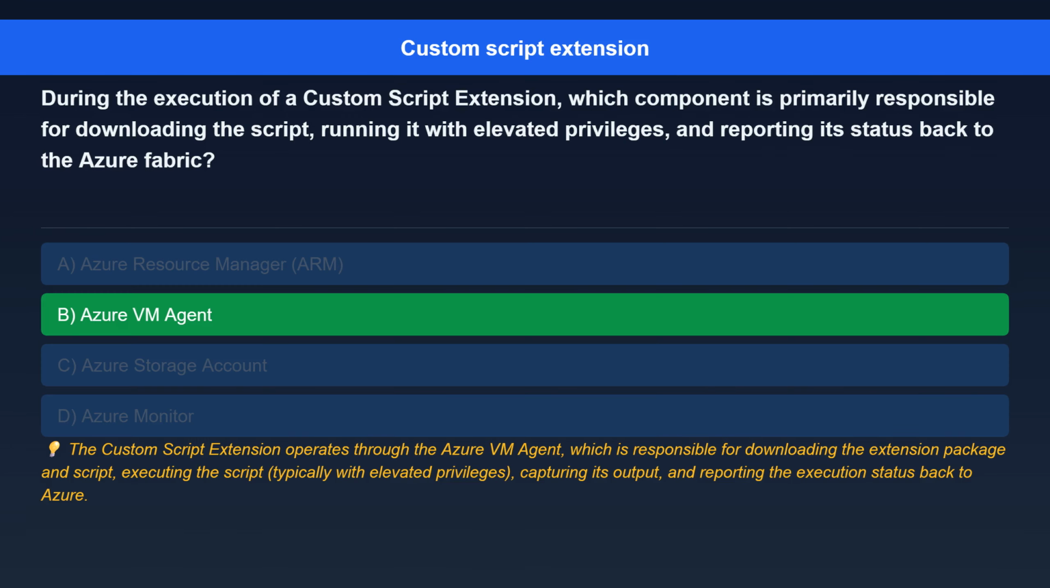The correct answer is Azure VM Agent. Here's the explanation. The custom script extension operates through the Azure VM Agent, which is responsible for downloading the extension package and script, executing the script, typically with elevated privileges, capturing its output, and reporting the execution status back to Azure.